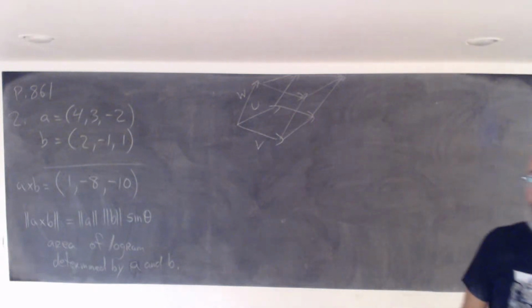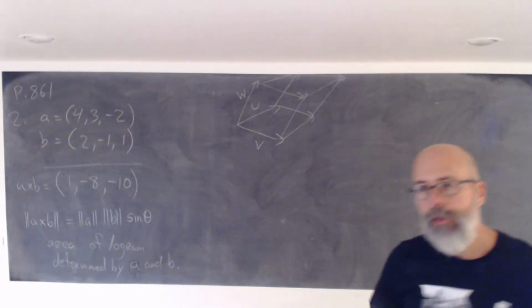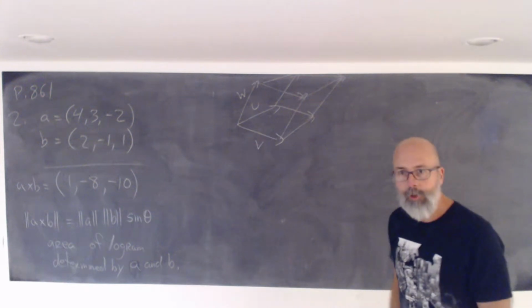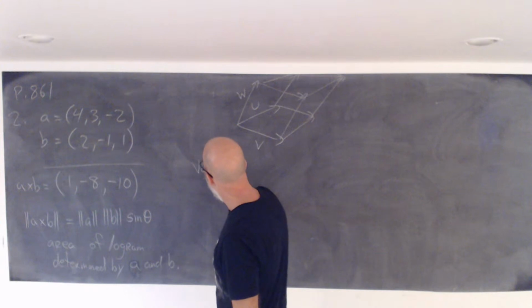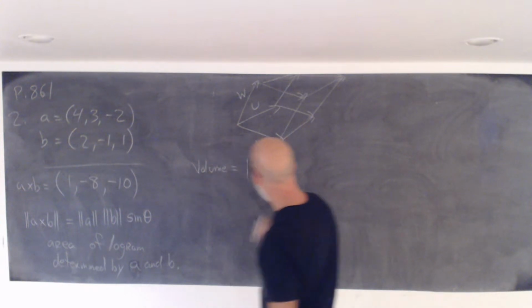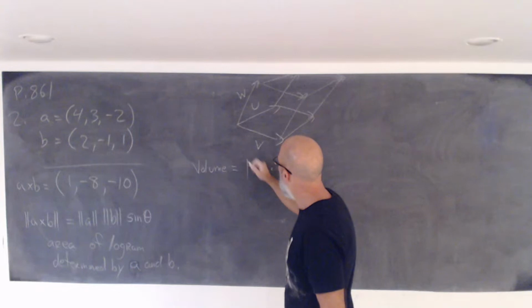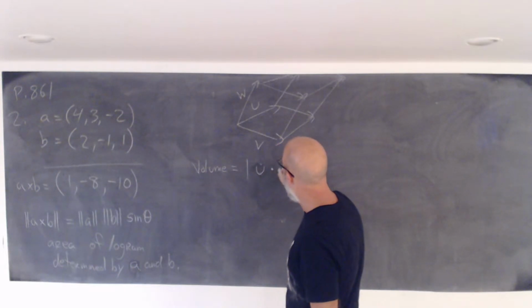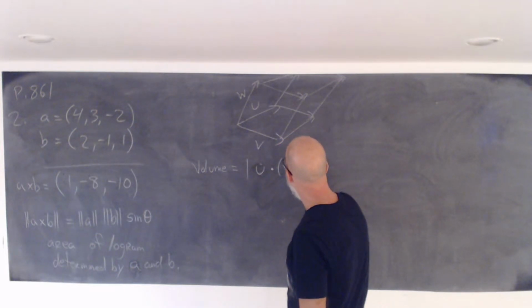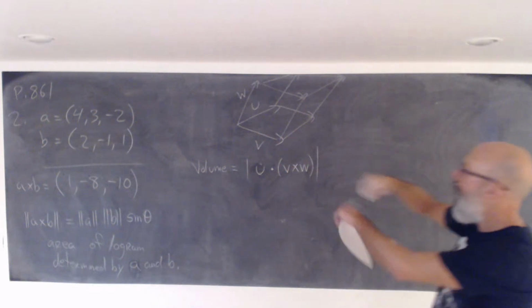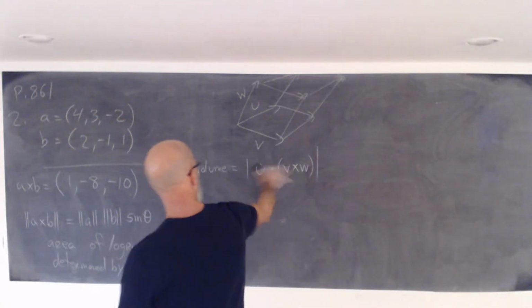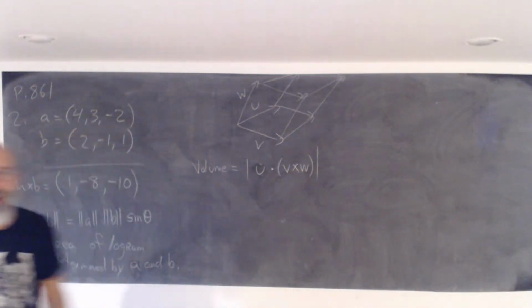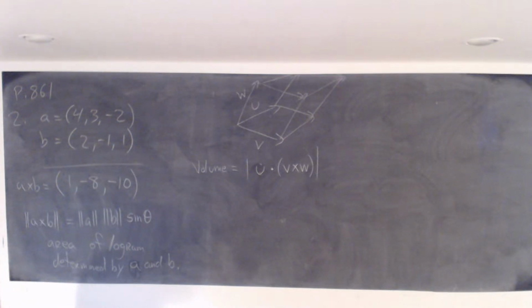What are we saying? Three vectors determine a parallelepiped. And the volume of this parallelepiped is the absolute value of U dotted with V cross W. Or any, you can interchange any of these vectors. That's why we have the absolute value there.